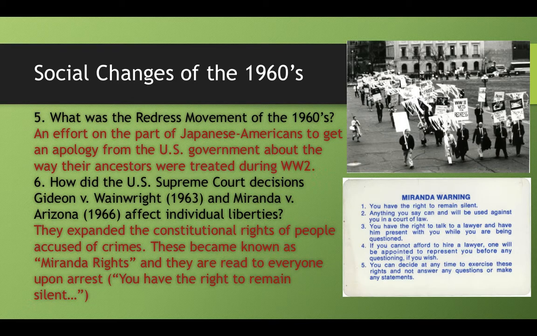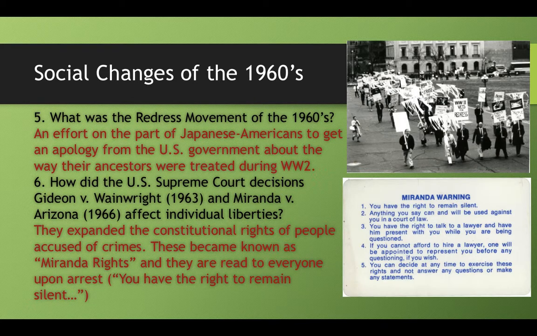You've probably heard of your Miranda rights. All right, your Miranda rights say you have the right to remain silent. Anything you say can and will be used against you in the court of law. You have the right to an attorney, et cetera, et cetera. That's what is said to you a lot of times whenever someone is arrested. Okay, so they're read to people upon arrest, basically telling them of their rights. It's the rights of the accused.